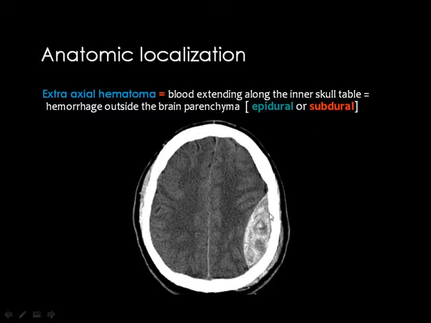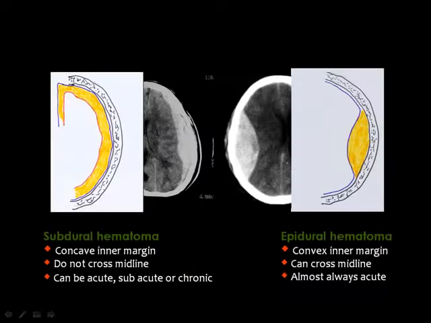Then look at this hematoma, and you see this hemorrhage is adherent to the skull and extending along the inner skull table. Then this hemorrhage will be outside the brain parenchyma. And there are two sites for hemorrhage outside the brain, the epidural site and the subdural site. Then how can you discriminate between both? This is a very easy procedure. Just look at the inner margin of the hematoma. If the inner margin of the hematoma is convex, then you are dealing with epidural blood. If the inner margin of the hematoma is concave, then you are dealing with subdural blood.